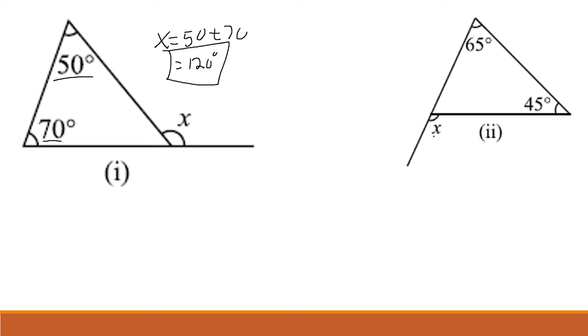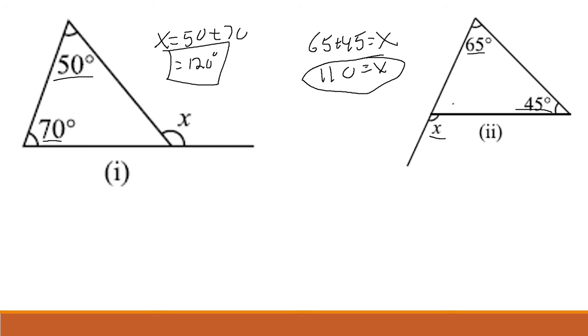Same thing here. Angle x is on the outside. Here are the two opposite angles. So it'd be 65 plus 45 is equal to angle x. So that would be 110. Assuming I added right, which I believe I did.